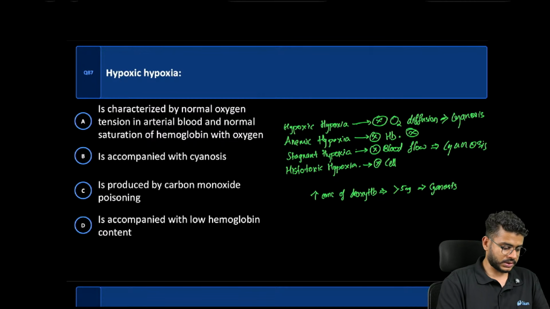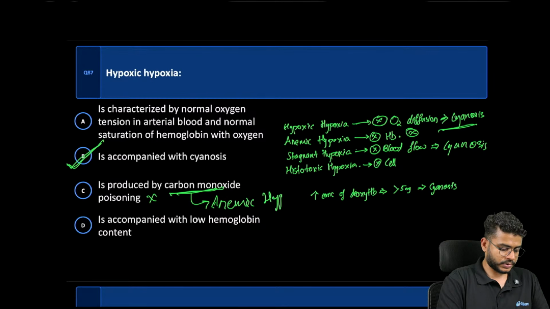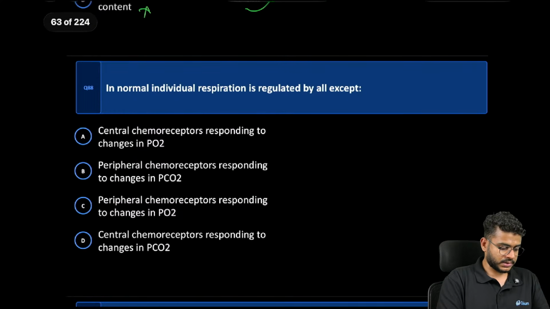No, there is no normal oxygen in the arterial blood. Is accompanied by cyanosis. Yes, that is correct. Is produced by carbon monoxide poisoning. No, carbon monoxide poisoning is anemic hypoxia. Is accompanied with low hemoglobin content. No, again anemic hypoxia. Okay, the next question.